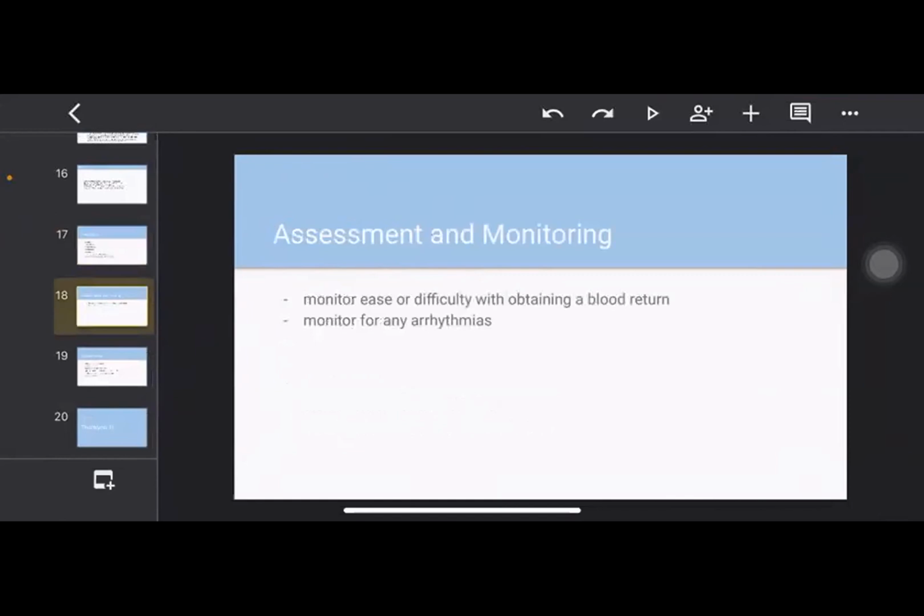So for the assessment and monitoring, we need to monitor ease or difficulty with obtaining a blood return and monitor for any arrhythmia. The arrhythmia can happen when the wire enters through the heart.